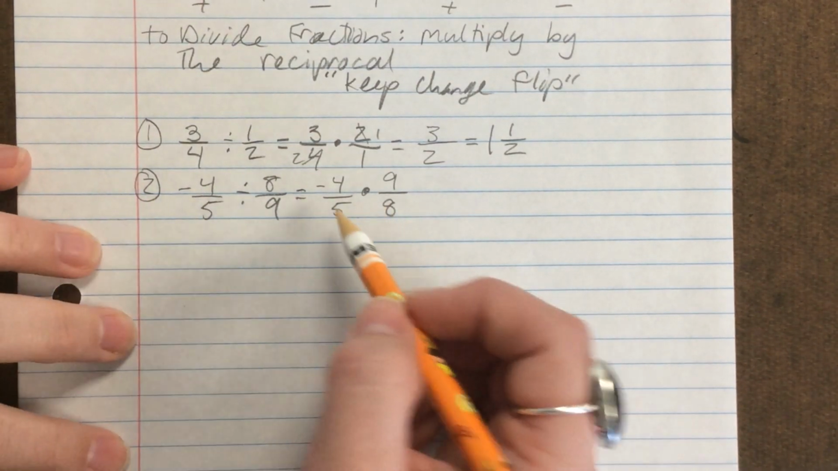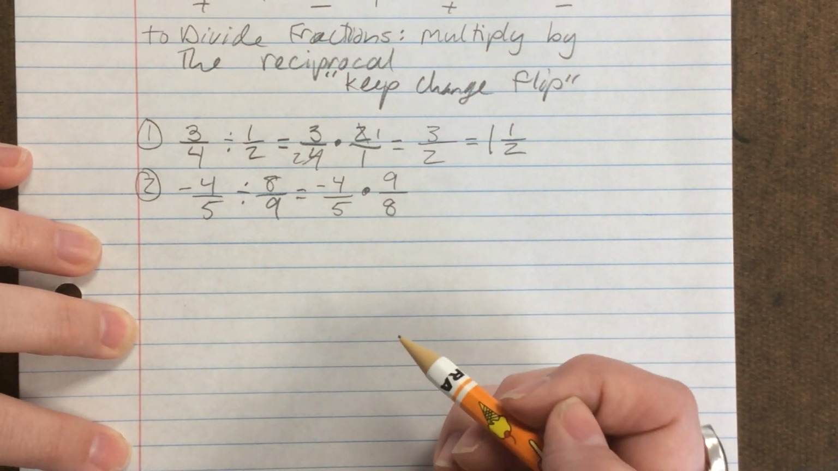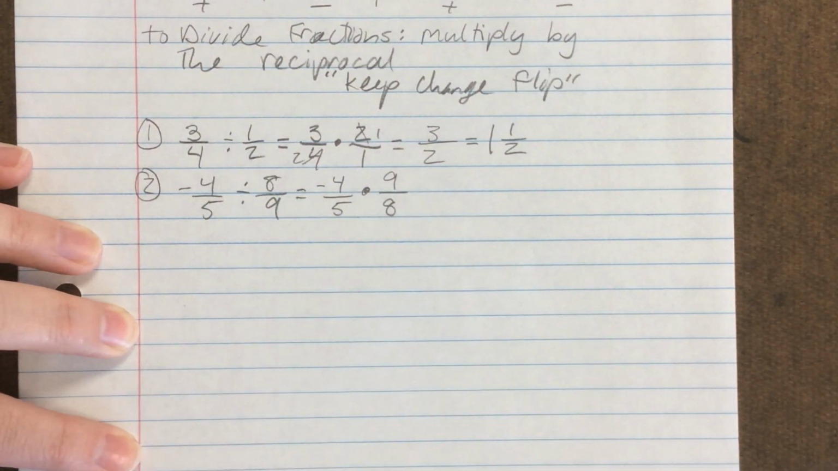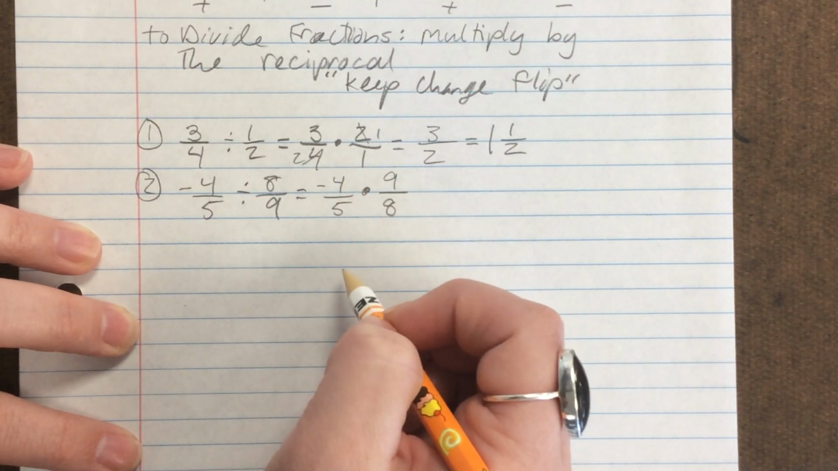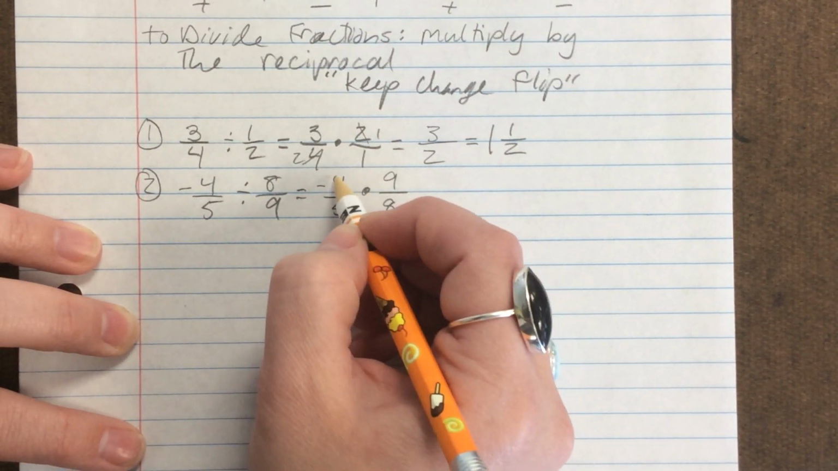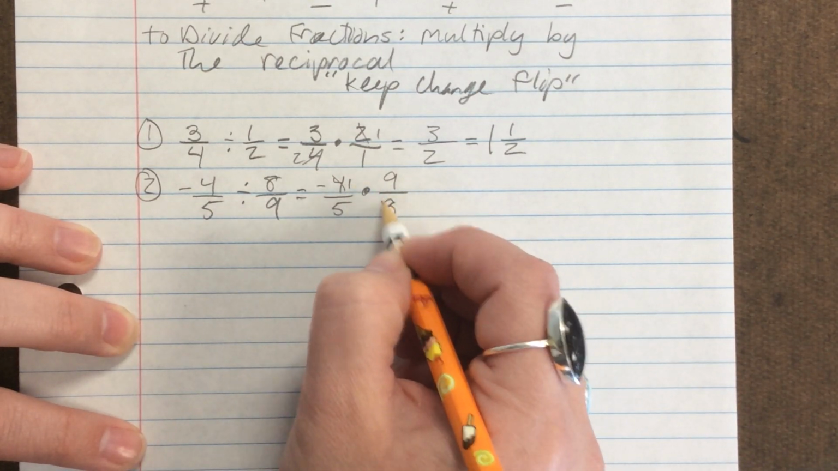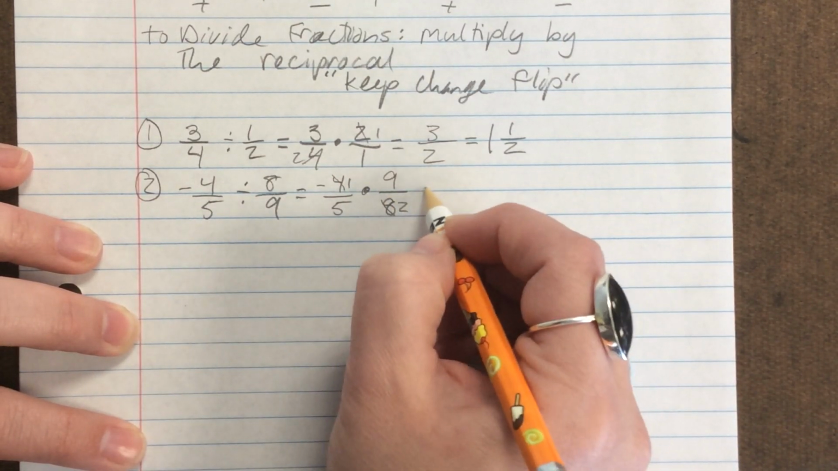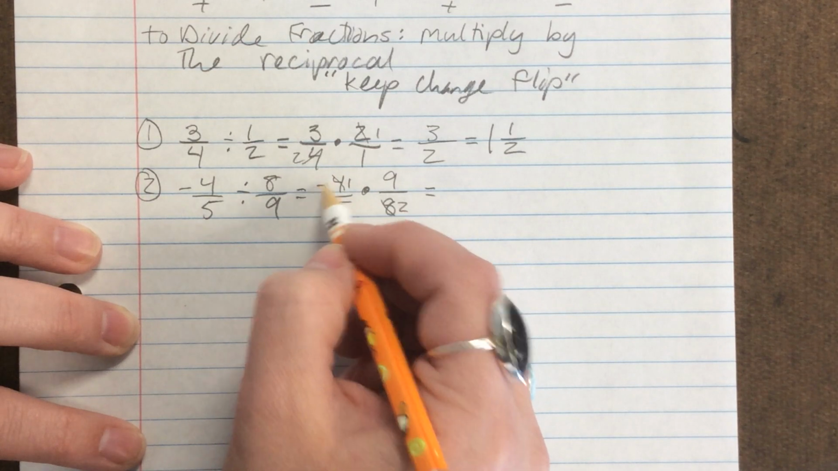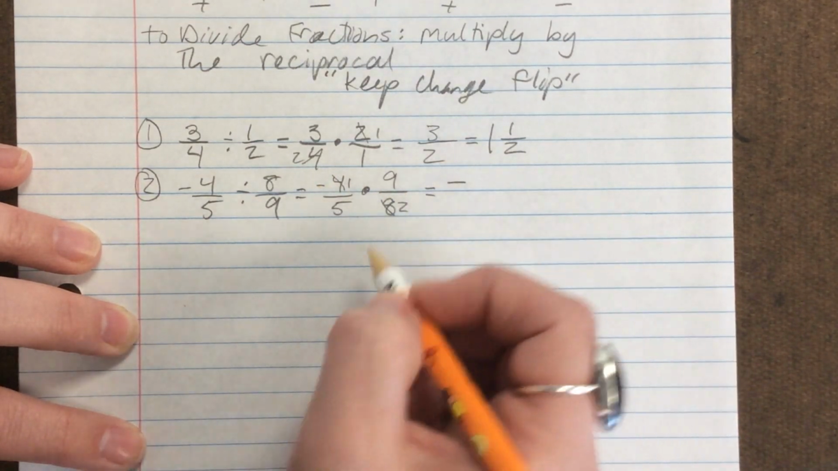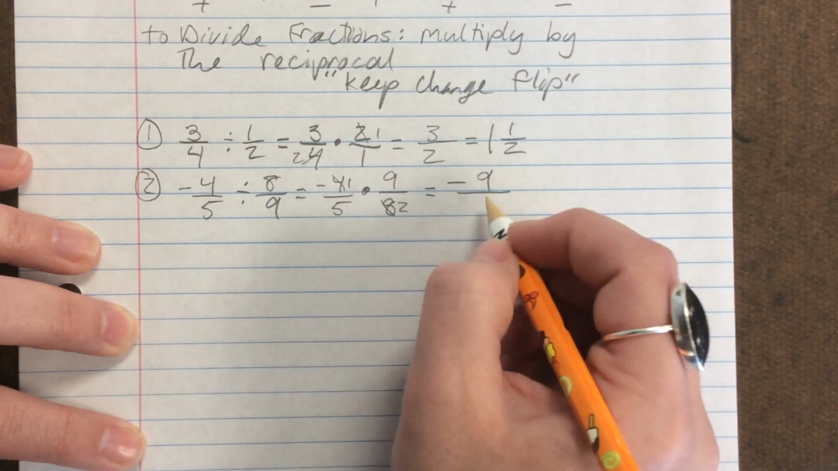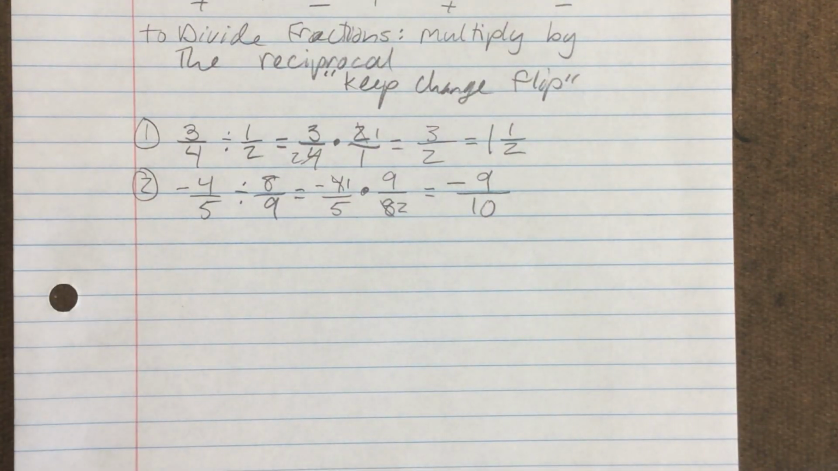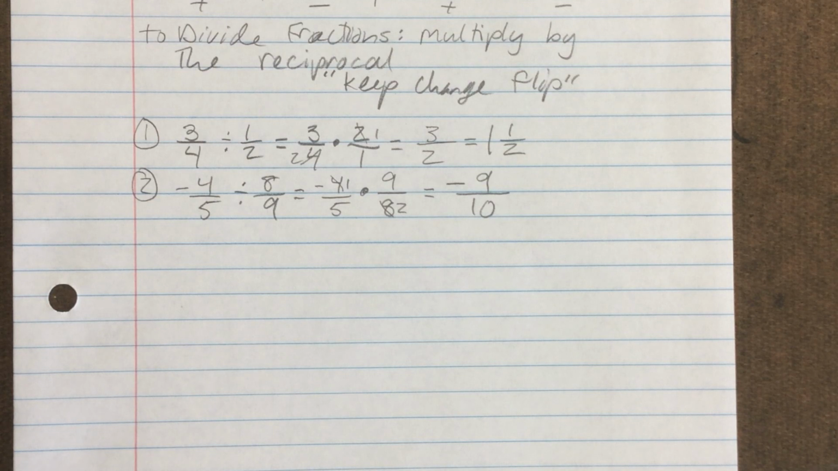Okay? And here again, we could pre-reduce. You don't have to. We can just multiply right across, and then you can reduce. But I like to pre-reduce so we have smaller numbers. I can see 4 goes into 8, so I can divide both of those by 4. 4 divided by 4 is 1. 8 divided by 4 is 2. So don't lose your negative. A negative times a positive is negative. 1 times 9 is 9. 5 times 2 is 10. And we're done. That can't be simplified anymore.